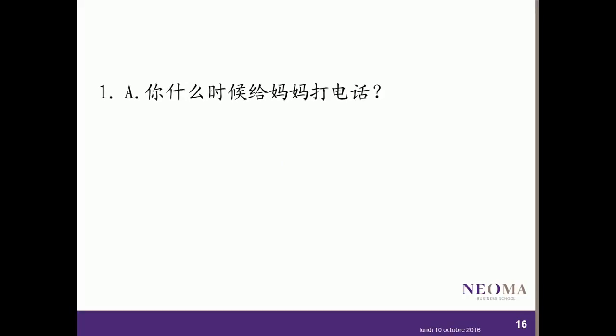So, question number one, complete the dialogue. A says, 你什么时候给妈妈打电话? When are you going to call your mom? B says, 我打算, 打算 means plan to do something. 我打算吃晚饭. So which is the verb one? I think 吃晚饭 will be verb one.